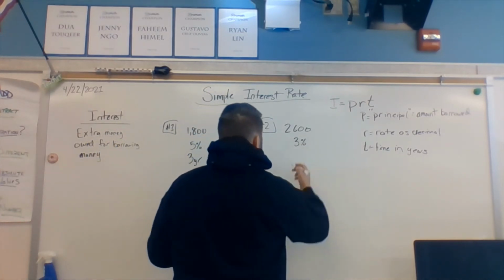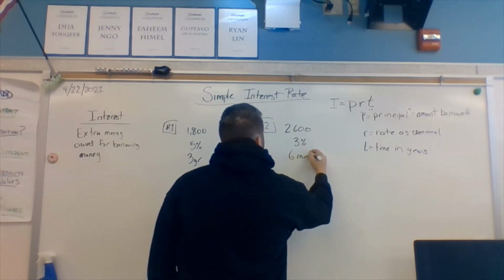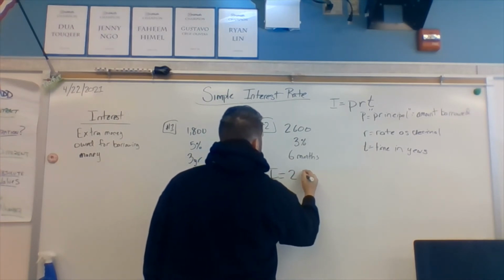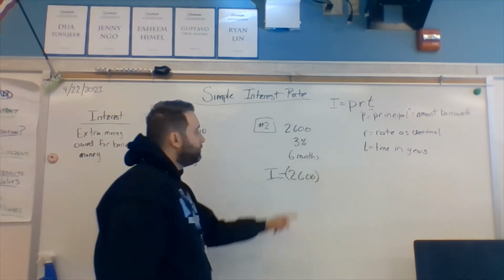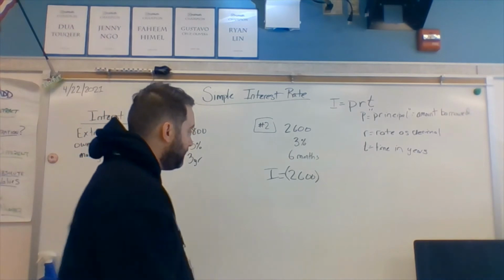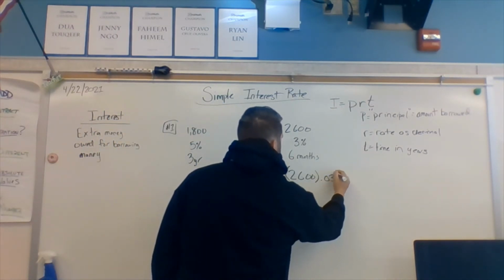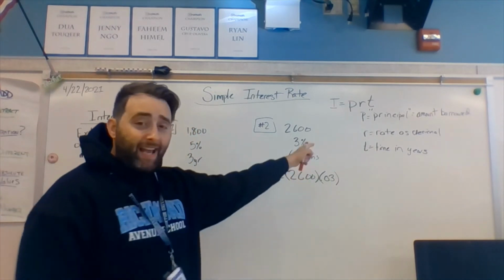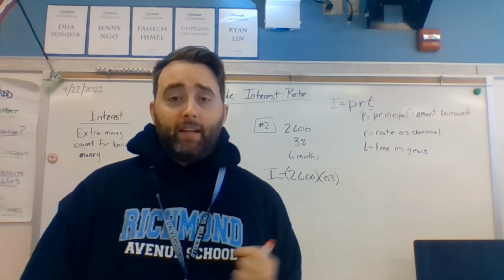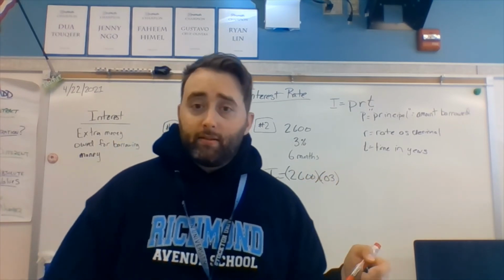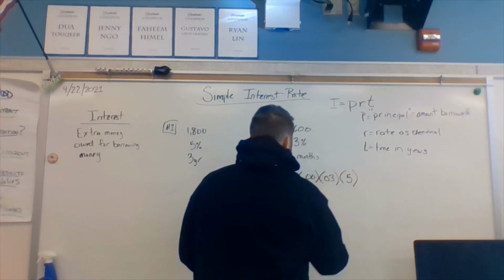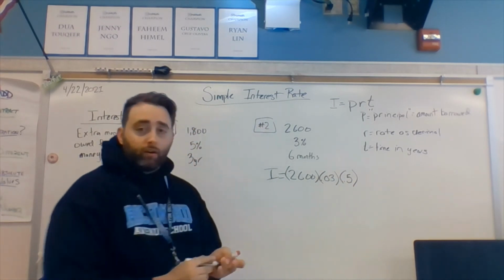All right, I said this one was 6 months. Okay, so I borrowed $2,600. I'm going to change my 3% to a decimal, which means you slide it over 2 times, giving me a rate of 0.03. Then it's 6 months, but I said time always has to be in years. Do not use 6 if it's in months. It has to be in years. Well, 6 months is how many years? Half a year. So it is actually going to be multiplied by 0.5, because it's half of a year.